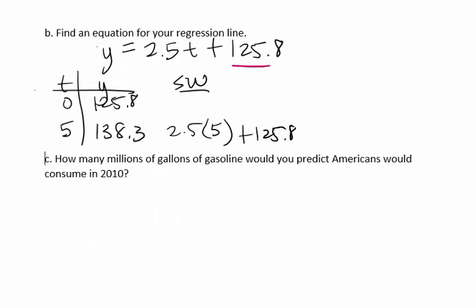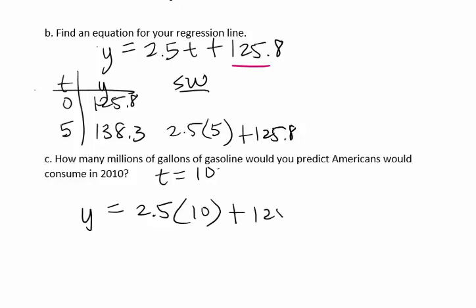Okay, in part C, it says, how many millions of gallons of gasoline would you predict Americans would consume in 2010? Okay, so 2010 is 10 years after 2000. We're going to substitute 10 for T and evaluate. And that gives us 150.8. Again, this is in millions of gallons.